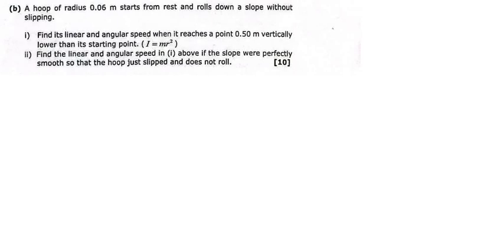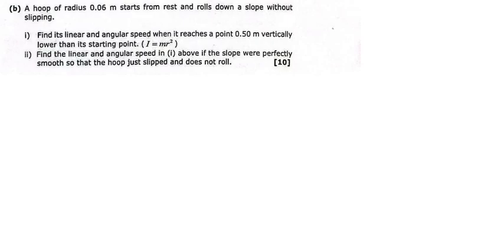Let's now talk about question 3b, which is under rotation, work, energy and momentum. So here is the question. A hoop of radius 0.06 meters starts from rest and rolls down a slope without slipping. Find its linear and angular speed when it reaches a point 0.5 meters vertically lower than its starting point. We have been told that inertia is given by mr squared.